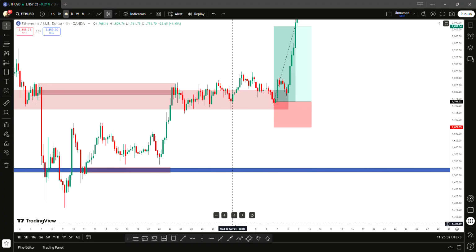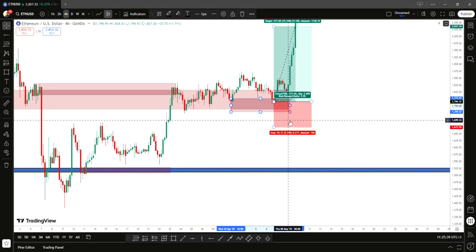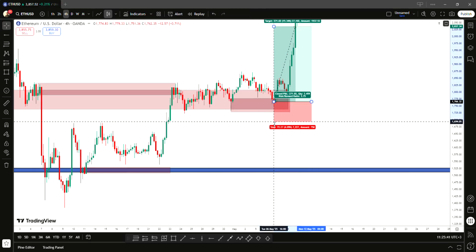So there was this one here, because price had contacted the monthly support. There is no way you're looking to sell to anywhere. So there is this one here.